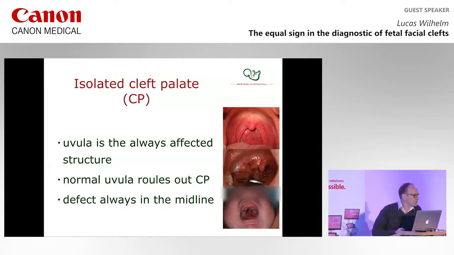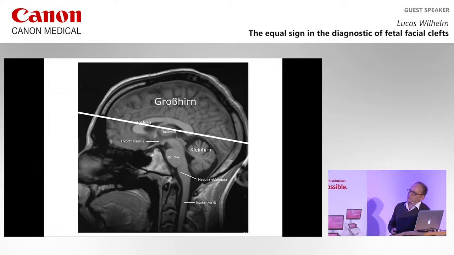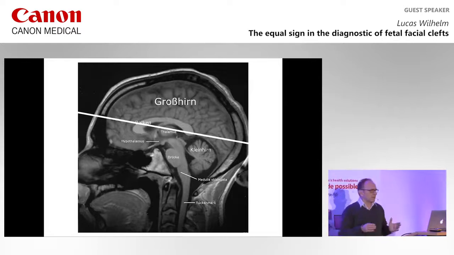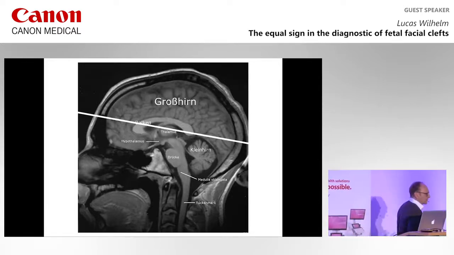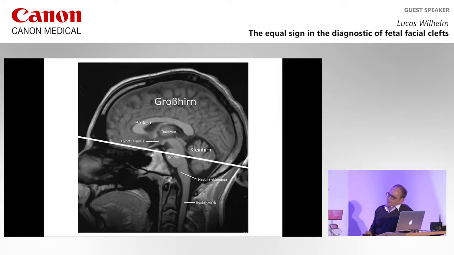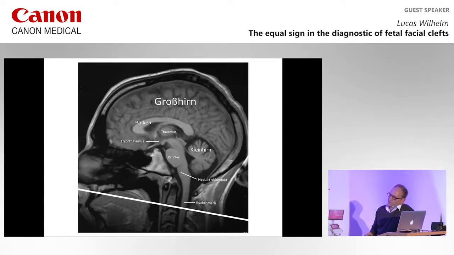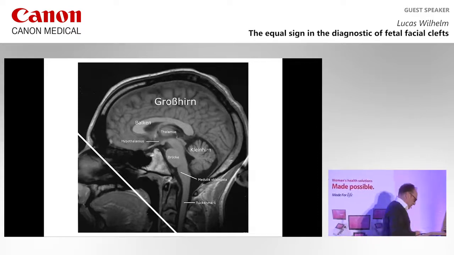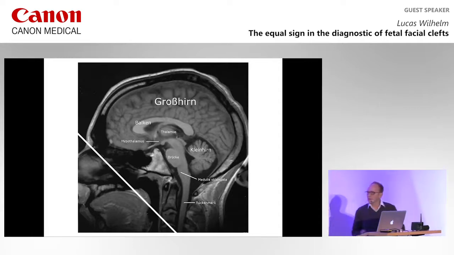So, how to visualize the uvula? There are two approaches. The first one starts with a horizontal plane here. That's a plane where you measure the head and you check brain structures. From this plane, you move the transducer parallel to this plane in the caudal direction. Then here opens the pharynx. You come to the soft palate and the uvula. Sometimes you have to move the transducer a little bit to find the uvula.